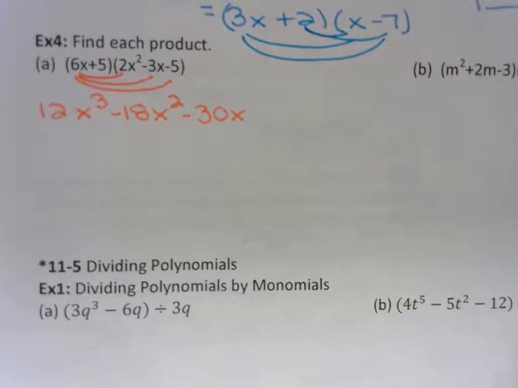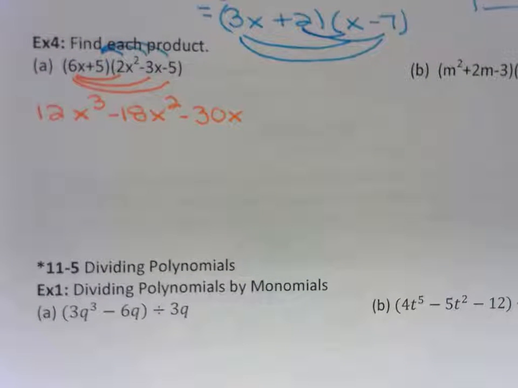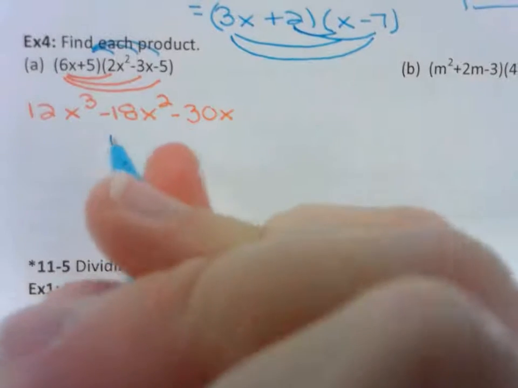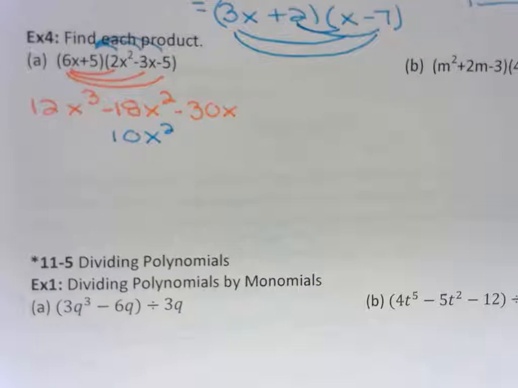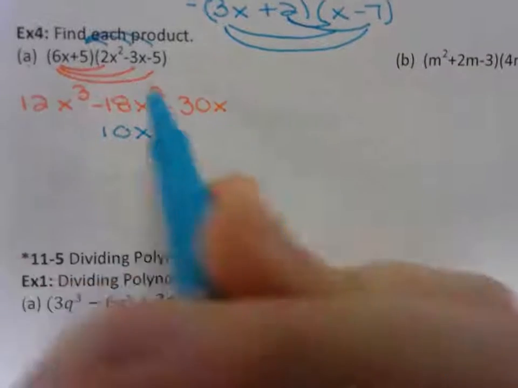Is that my answer? No, I have to take my 5. You have to take every term in your first parenthesis and distribute it, or multiply it by every term in your second. So now we're going to take the positive 5 and distribute it through the second parenthesis. Now, this is where the vertical method gets really handy because you have lots of terms to keep track of. So what is 5x times 2x squared? 10x squared. So I'm going to put it right underneath the negative 18x squared. If you still want to just put it all at the end, if that's easier for you, I don't care. But the vertical method is nice for this because you have lots of stuff to keep track of.